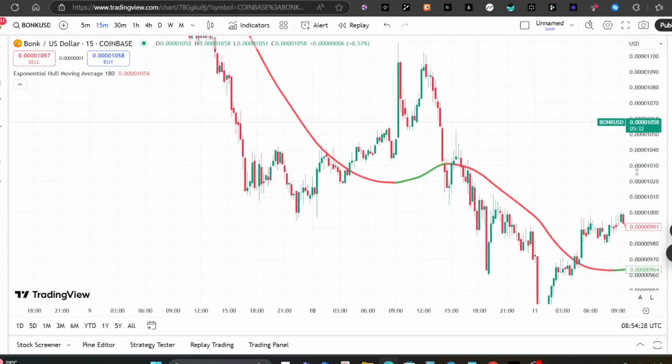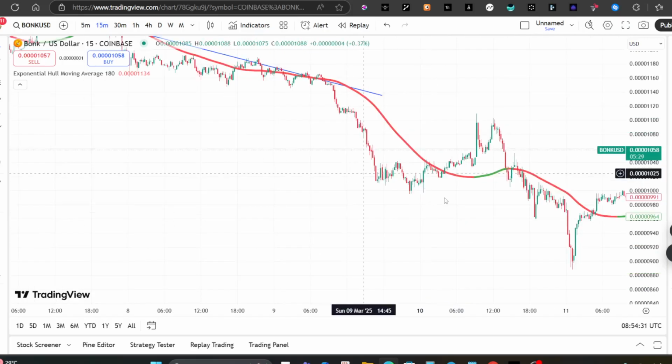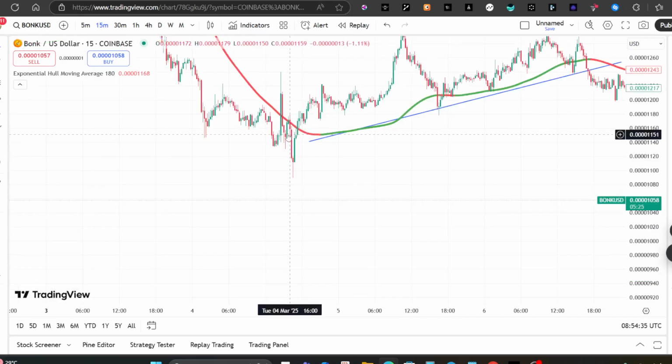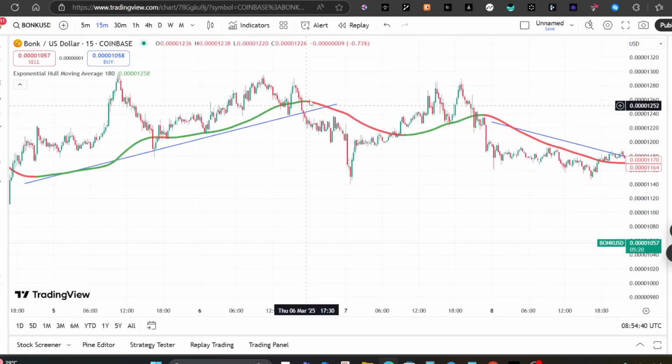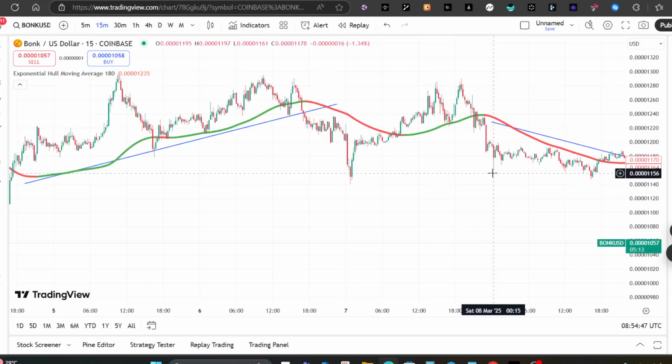Now, for your entry and exit signals, when the price crosses above the EHMA, like what we can see happen here, it's a potential buy signal. When it crosses below, it's a potential sell signal. This works especially well when combined with RSI or MACD to confirm momentum.